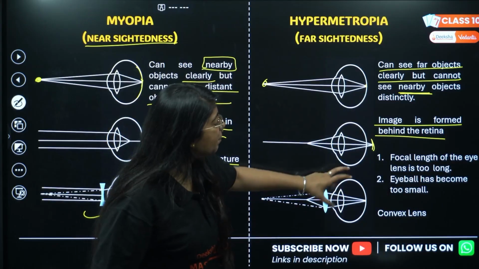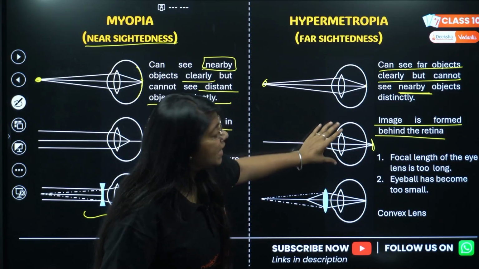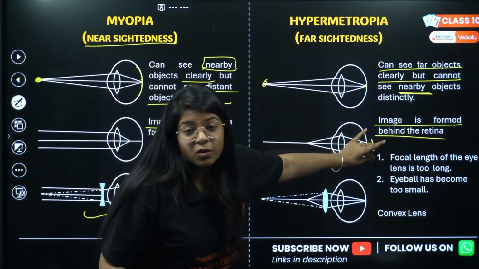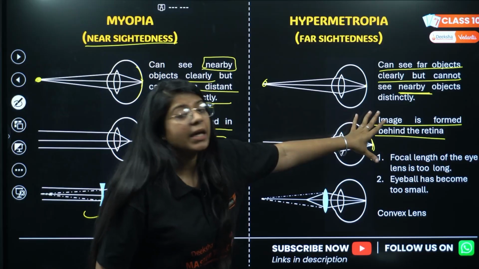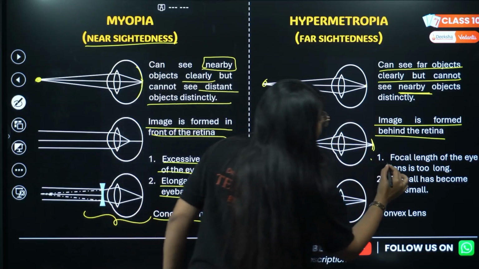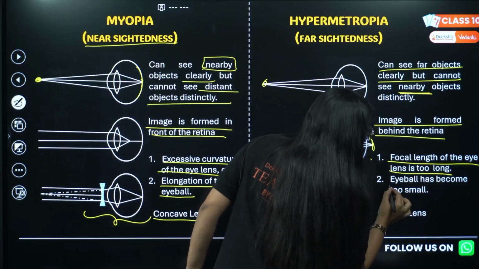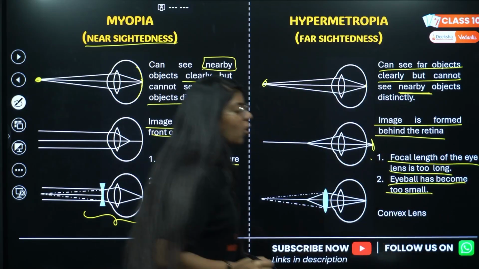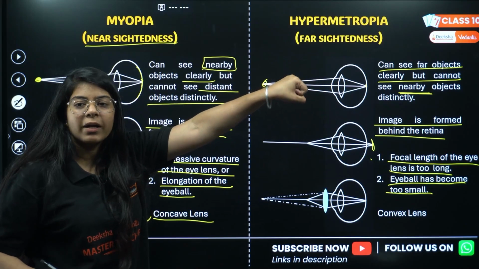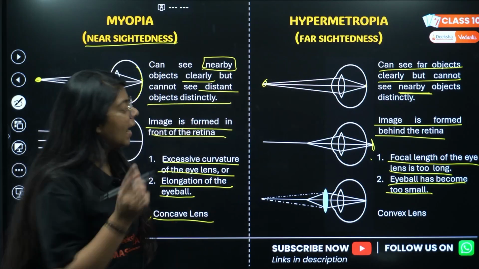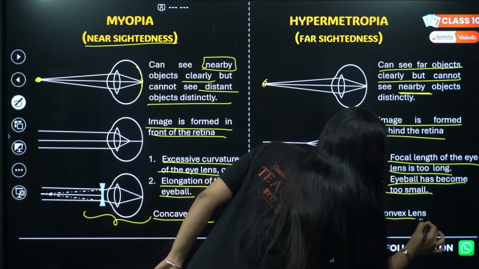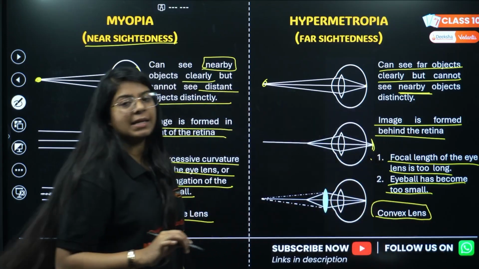And why does this happen? Because the focal length of my lens increased. That's why it is not focusing on the retina. Its focal length increased, or the eyeball has become too small. First it was this big, the eyeball became shorter, right? And to correct hypermetropia, we use a convex lens.